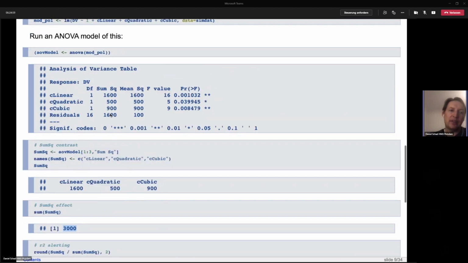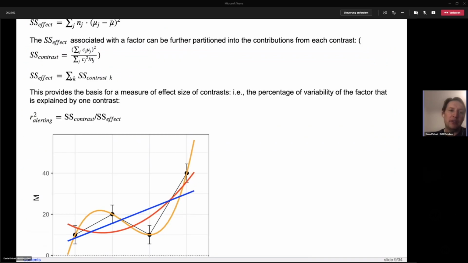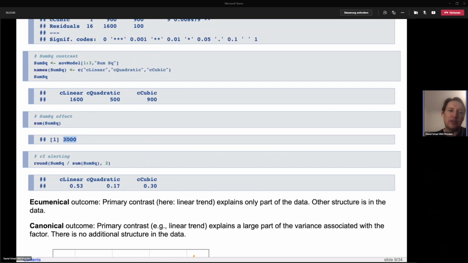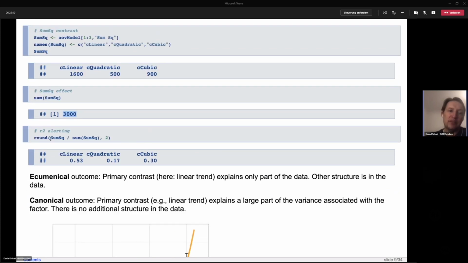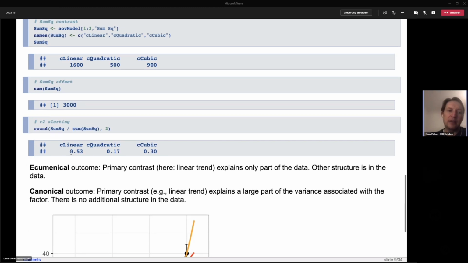We said the sum of the individual contrast sum of squares is the effect sum of squares. So that's the sum of squares associated with the factor overall. Now we can just divide the sum of squares of the individual contrasts by its sum. And what do we find? We find the linear trend explains 50% of the contrast. 20% is explained by the quadratic and 30% by the cubic contrast.